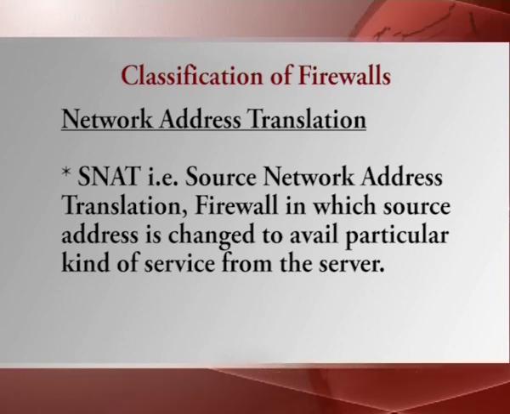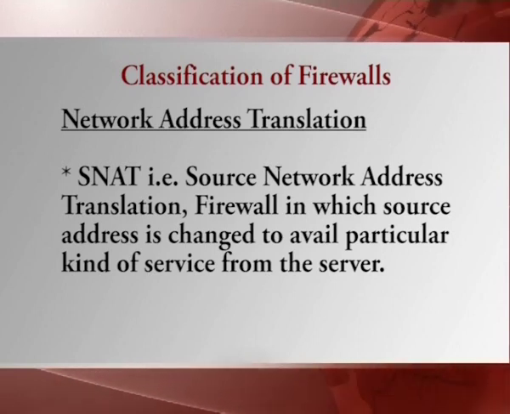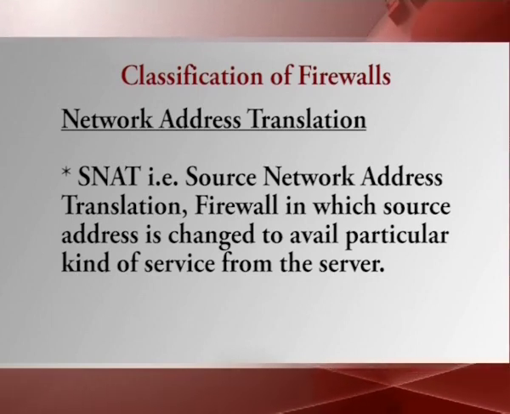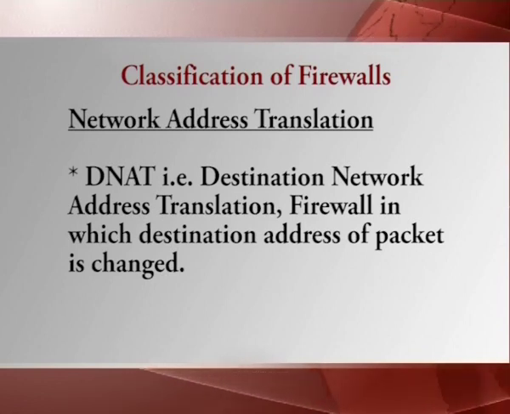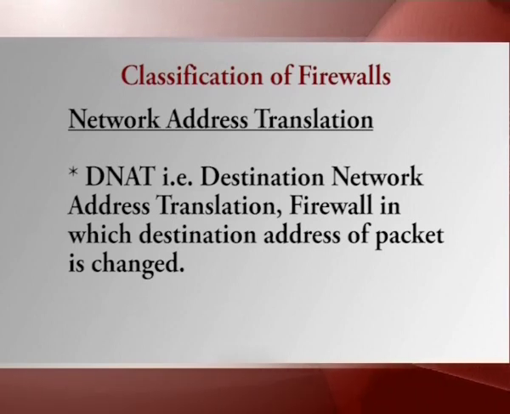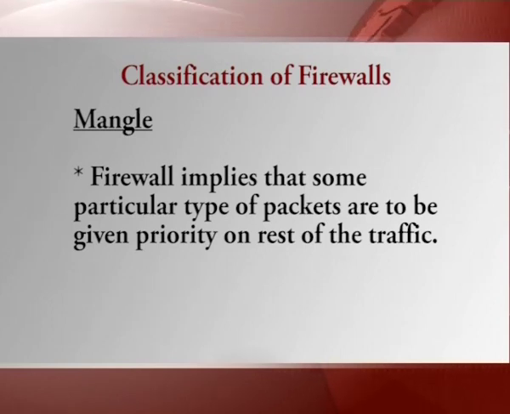Source network address translation and destination network address translation are used when it is necessary to route a packet destined for a particular IP address to some other IP address, or when the source address is to be changed to avail a particular kind of service from a server. In the former case, when the destination address is changed by the firewall, the process is called DNAT, that is destination network address translation. In the latter case, when the source address of the packet is to be modified by the firewall to avail a service, the process is called SNAT, that is source network address translation. Mangle firewall implies that some particular type of packets are to be given priority over the rest of the traffic. This is normally done to maintain quality of service.